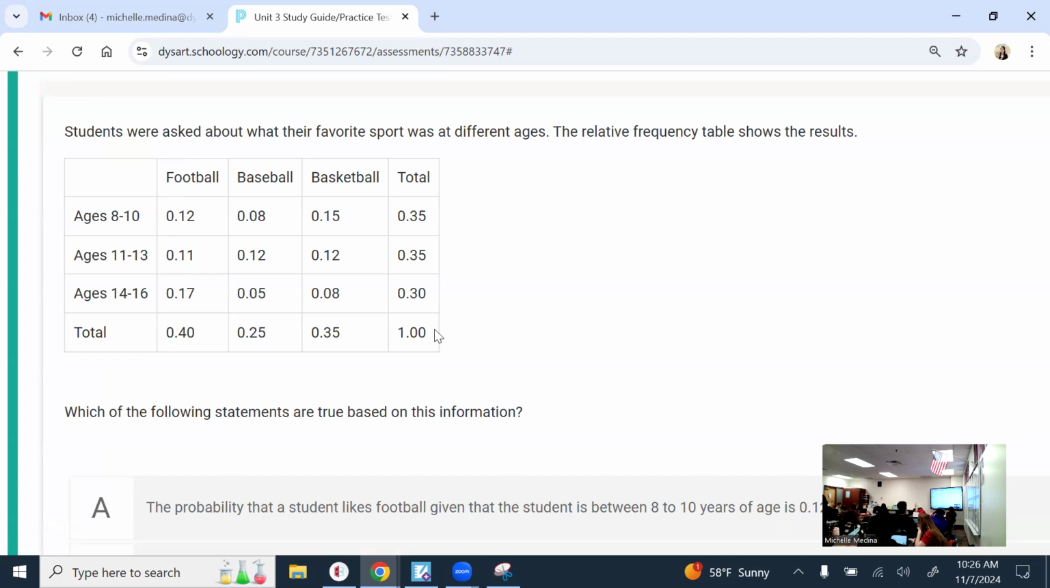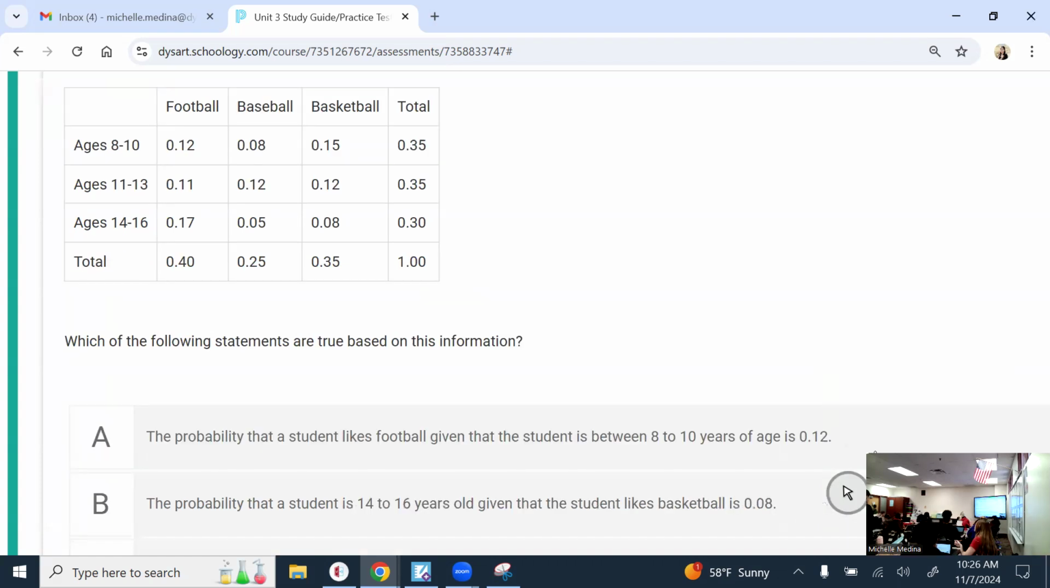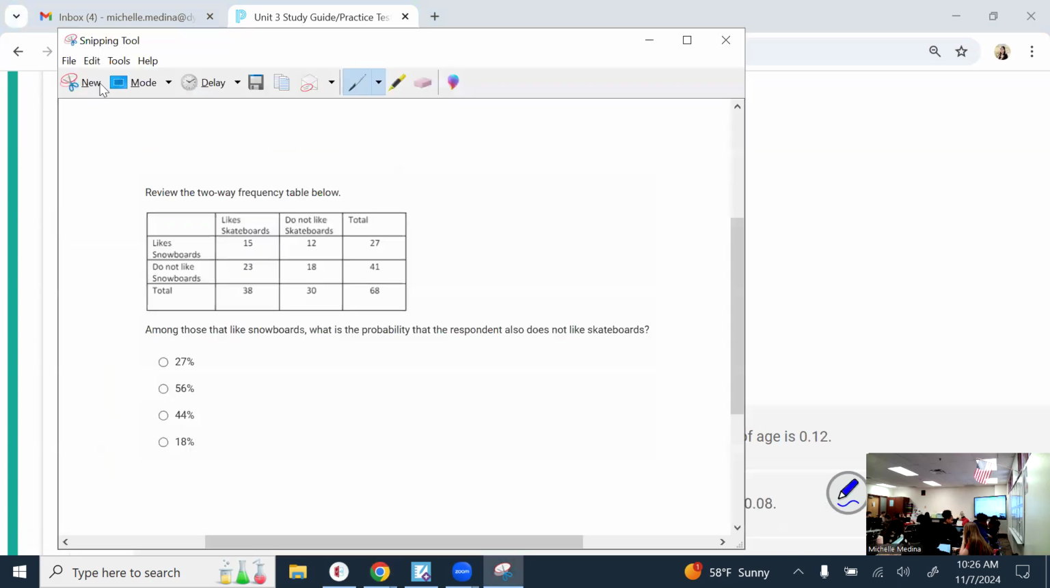And what you're doing in each of these is selecting which are true. So you have to do every single one and see what you get, and if it matches what they say. Again, the hard part is just knowing what to divide. So we have the probability that a student likes football, given that, which is a signal phrase that tells me I need to divide by whatever it says next. Given that a student is between 8 to 10 years of age.